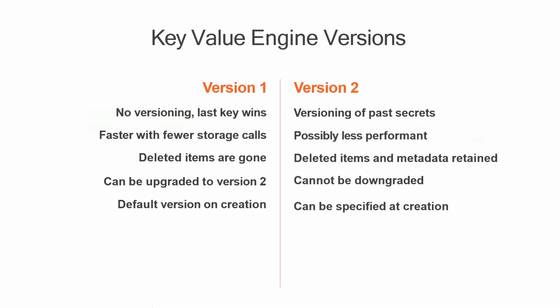Version one is a faster one with fewer storage calls; version two is possibly less performant. In version one, deleted items are gone, whereas in version two, deleted items and metadata are retained. That's a major difference here. You can upgrade from version 1 to version 2, but you cannot downgrade from version 2 to version 1. The default version on creation is version 1, and it can be specified at creation time. That means if you want to use version 2, you have to specify it at the creation of the secret.